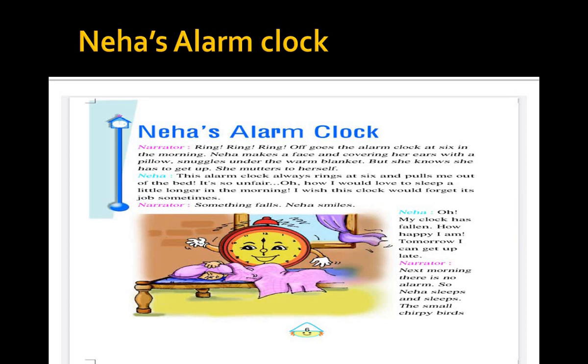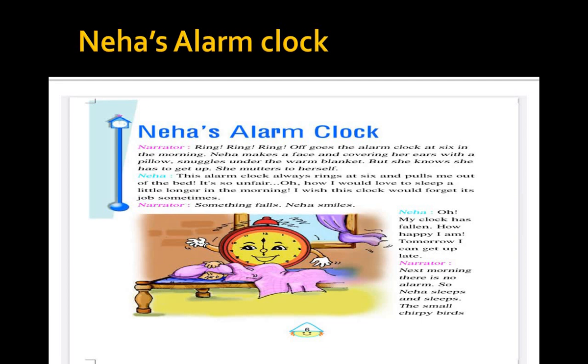I wish this clock would forget its job sometimes. So she basically wants the alarm clock to forget ringing, so that she can continue enjoying her sleep in the morning. So the narrator here says, something falls, and Neha smiles.